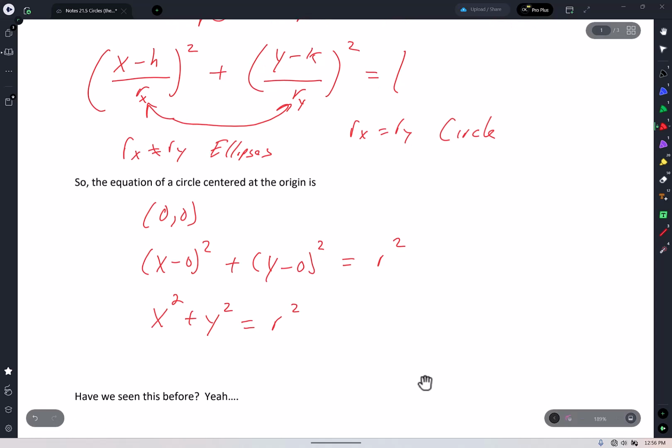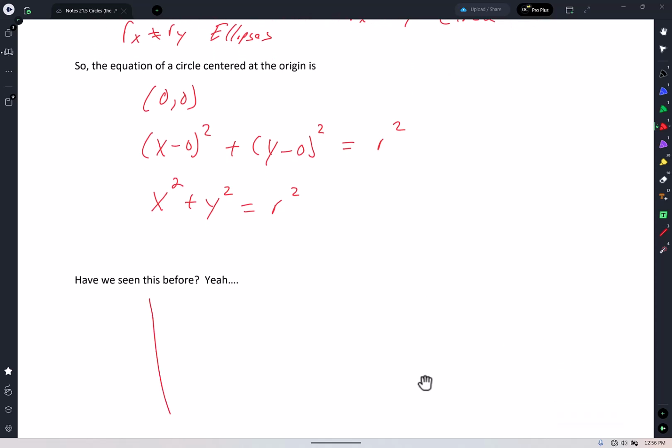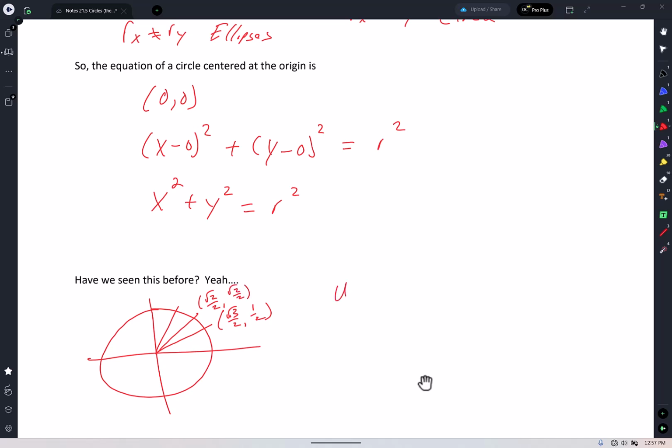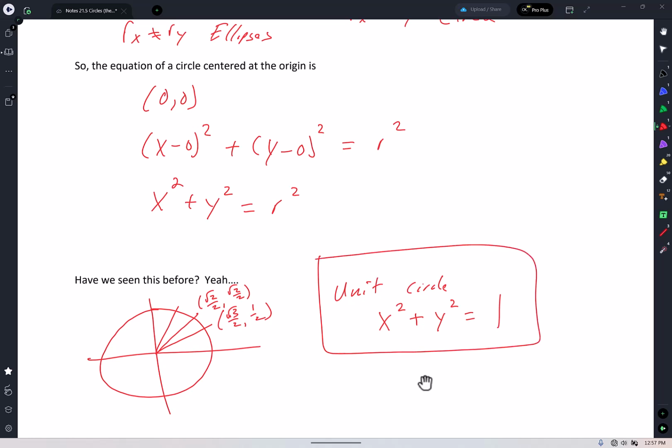Have we seen that one before? Yeah, we have. Where have we seen that one? What am I drawing? What is this? The unit circle. The unit circle has equation x squared plus y squared equals 1, where the radius of the unit circle is 1. I know, we'll get to the exciting stuff in a little bit. This is not all that exciting. How are we feeling so far? Not bad, right? Nothing crazy?